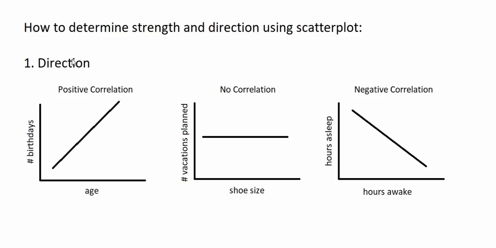So if you want to use a scatter plot to determine the direction of a correlation, the rule is pretty simple or straightforward.